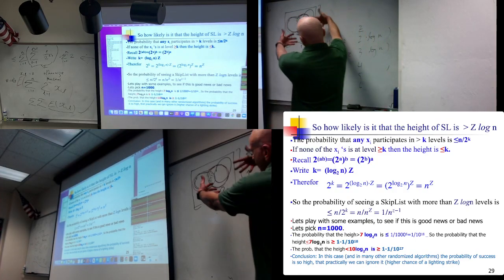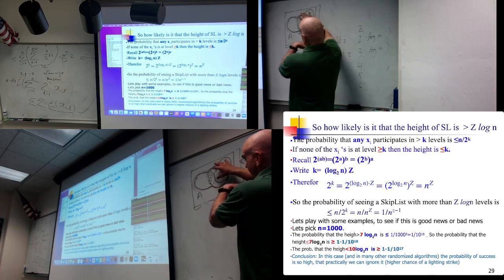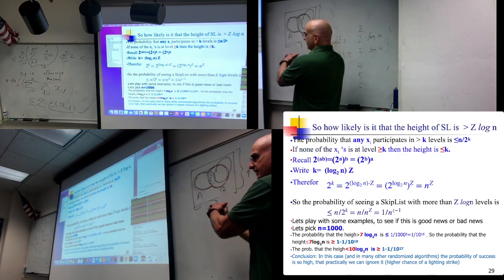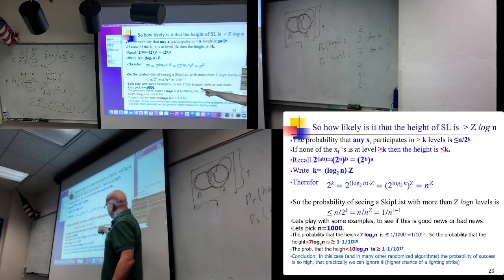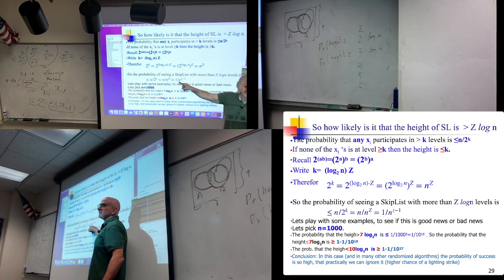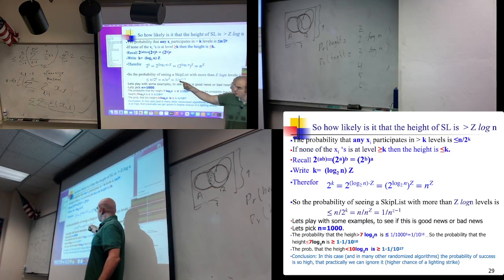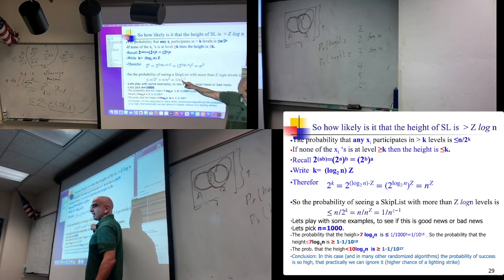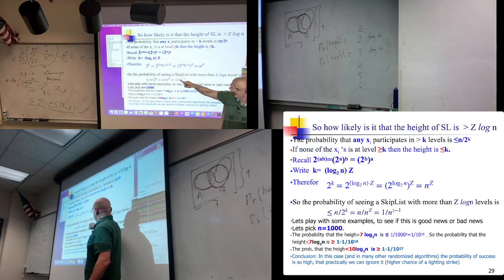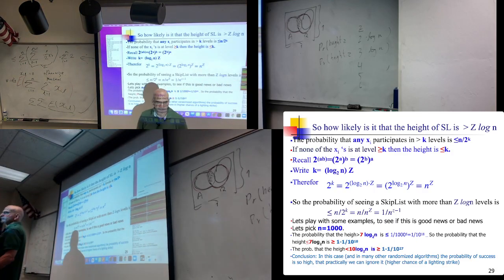So I looked at this very generous formula to add sums, which was definitely overshooting, but because of this formula I'm still getting a very manageable and very simple expression. And it definitely has teeth, because now it says what the probability is that you'll see a skip list with n keys whose height is z times log n. Let's take some examples. It's too abstract.